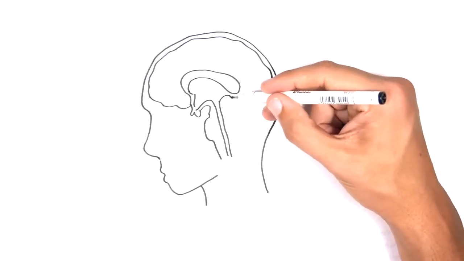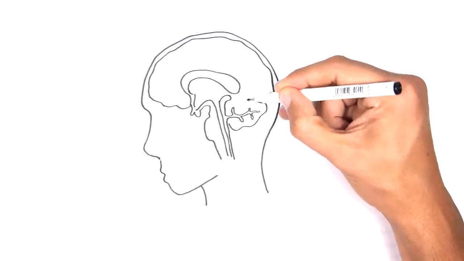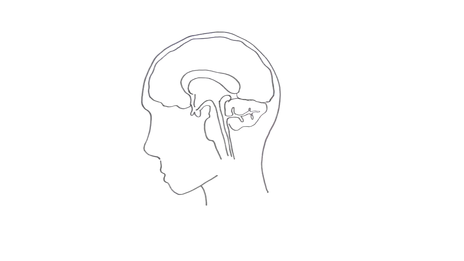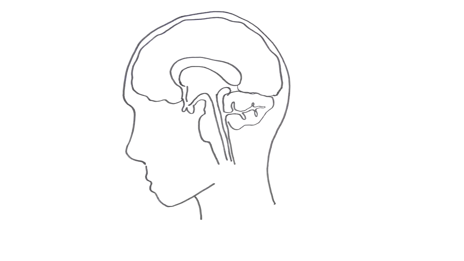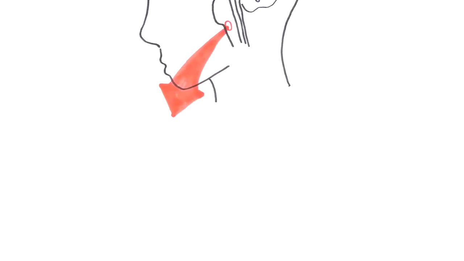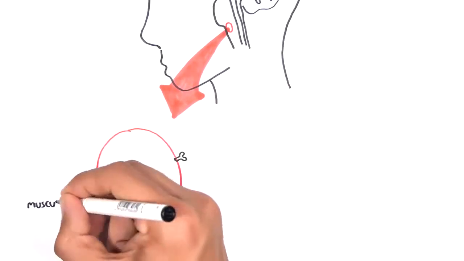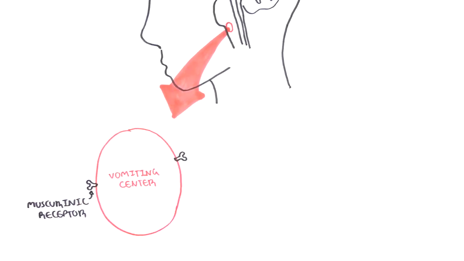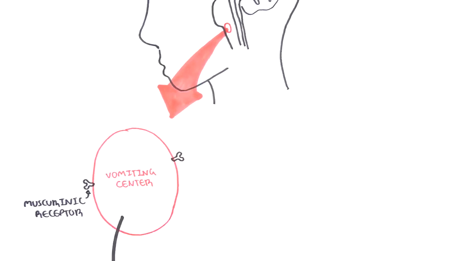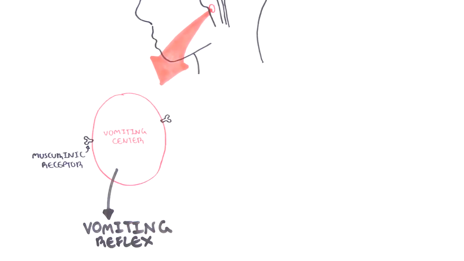And in order to understand the vomiting reflex, we need to talk about the brain. So here is the brain and the brain stem. There's an area of the brain stem called the medulla oblongata, where we find what's called the vomiting center. The vomiting center contains essentially muscarinic receptors, types of receptors. And when these receptors are stimulated within the vomiting center, this will trigger the vomiting reflex, so the process of vomiting.